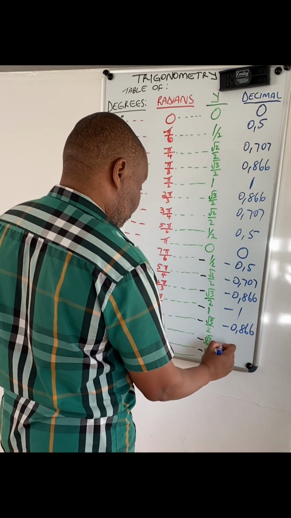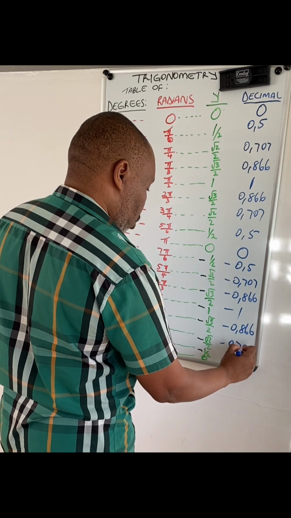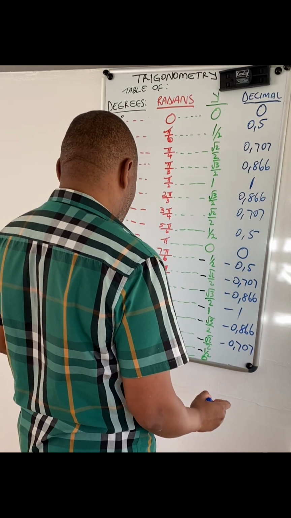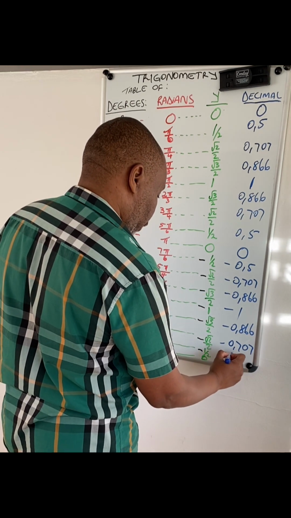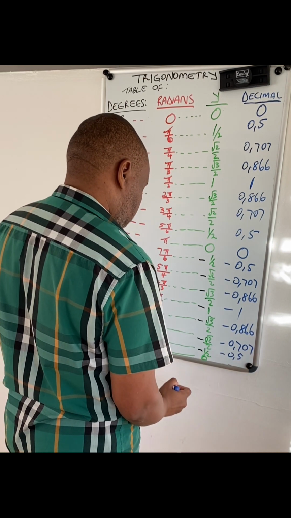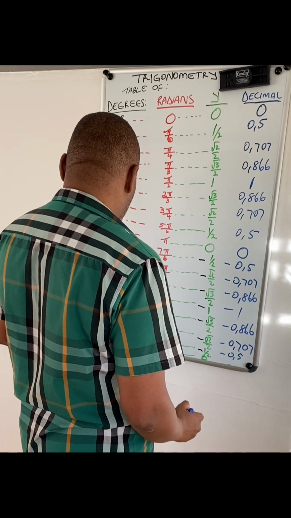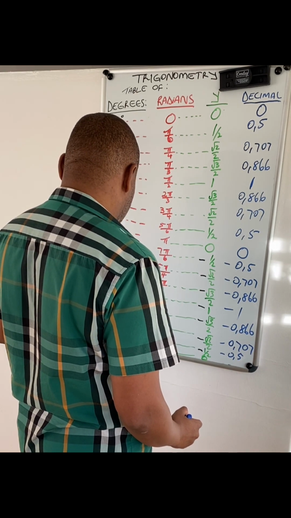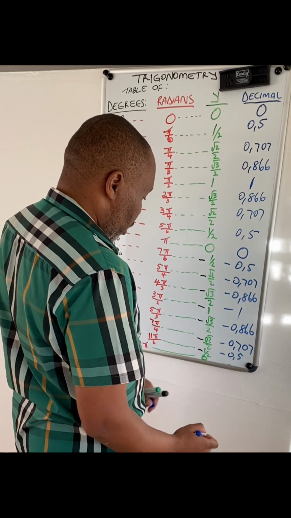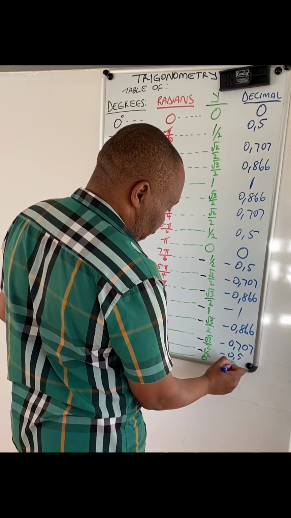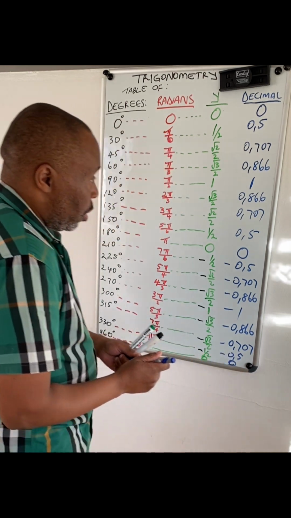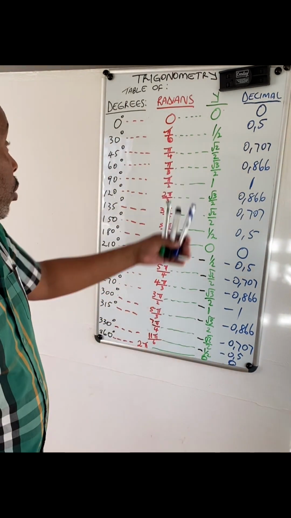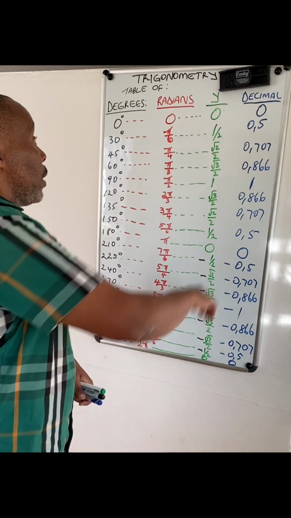Negative 0.866 and negative 0.707, and then it goes back to 330, where it would be negative 0.5, and then at 360 degrees, which is 2 pi, it would be a complete 0. So yeah, this is what it looks like.